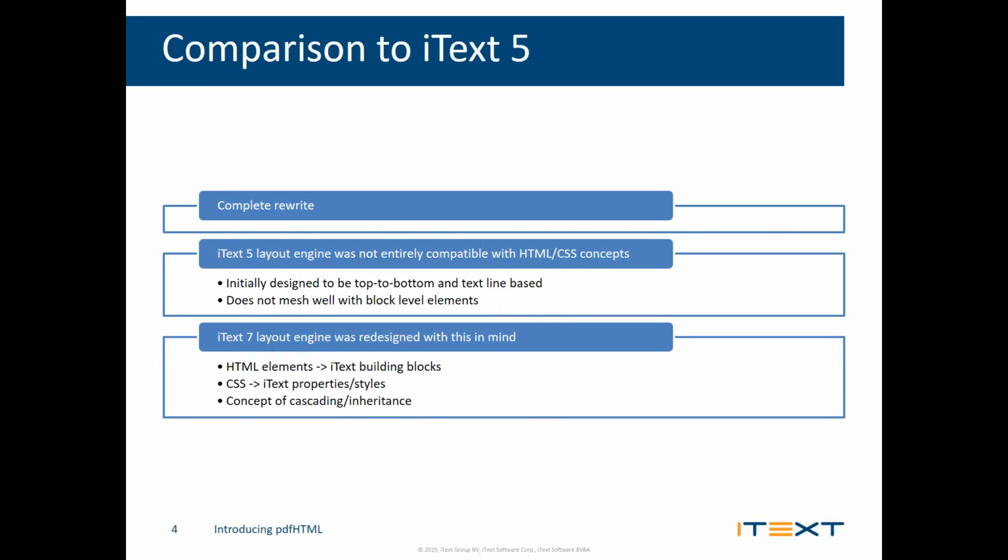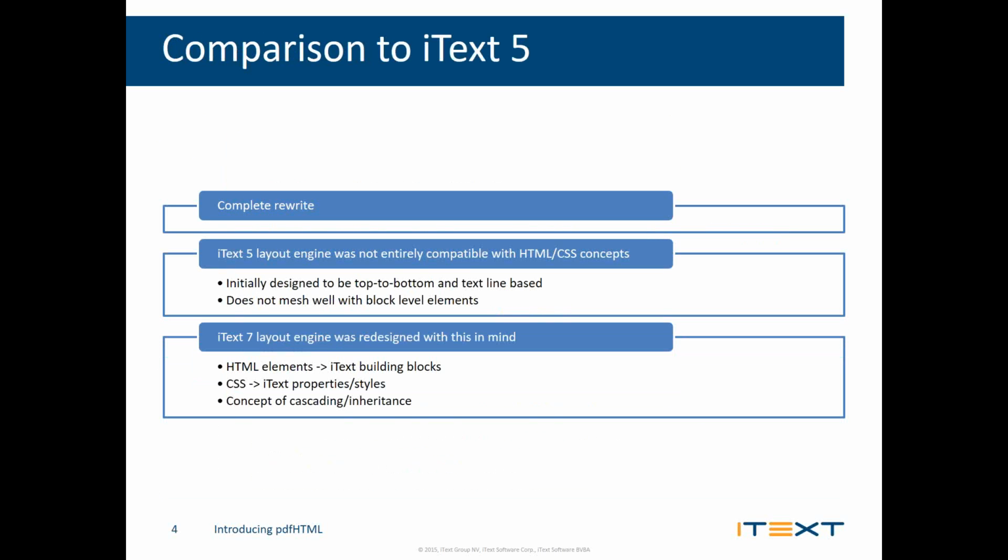One of the big problems with iText 5's layout engine was that it wasn't compatible with some of the concepts in HTML and CSS. So iText 5 was designed to be text line based and top to bottom, like a structure tree. And there's a number of problems with that in the HTML specification and the way HTML is structured and logic works.